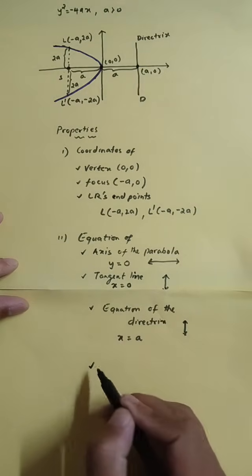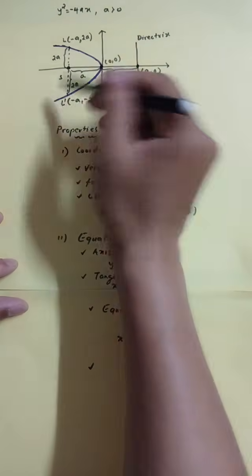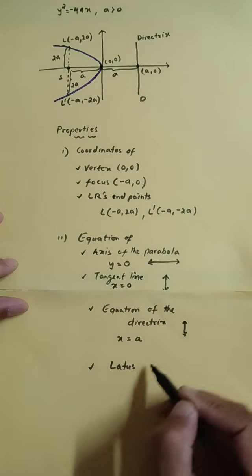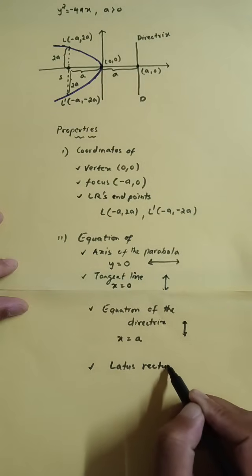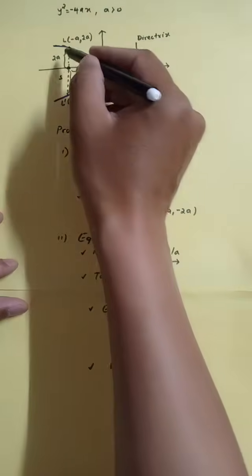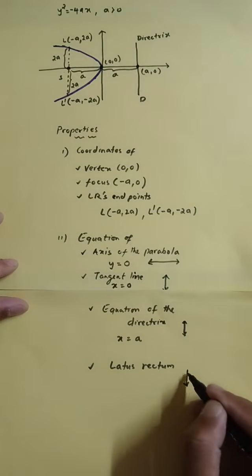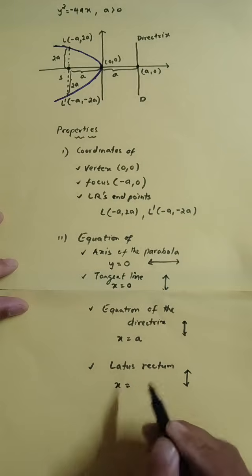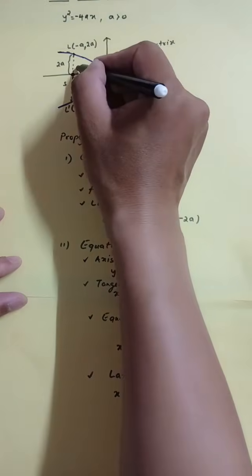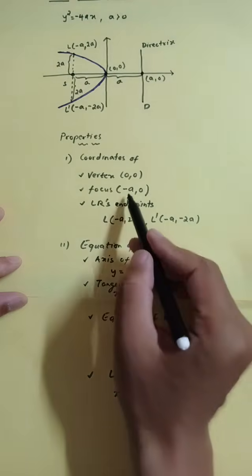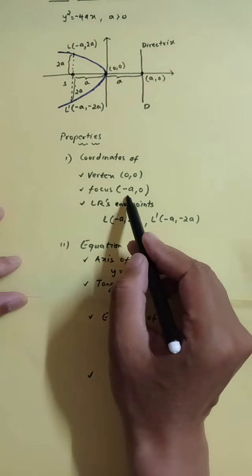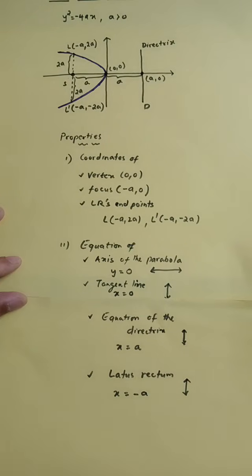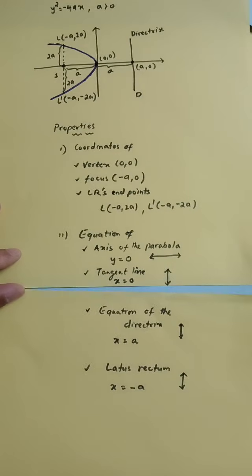Now let us go to the equation of the latus rectum, LR. Again the latus rectum is a vertical line, so you are going to get x equal to the x coordinate, because it is passing through the focus. And what are the coordinates of your focus? The coordinates of the focus are (negative a, 0). So the x coordinate is negative a. x is equal to negative a. So this is the equation of your latus rectum.